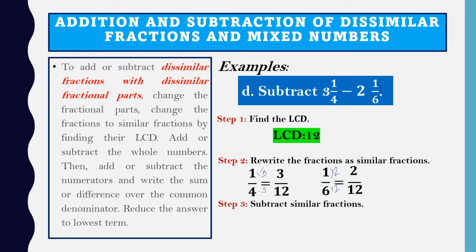We can include our whole numbers now and subtract them. So 3 minus 2 first, the whole numbers. 3 minus 2 is equal to 1. And then our numerators, we subtract them. So 3 minus 2 is equal to 1. And then copy our common denominator, which is 12. We can no longer simplify this. So that is the final answer to example D.